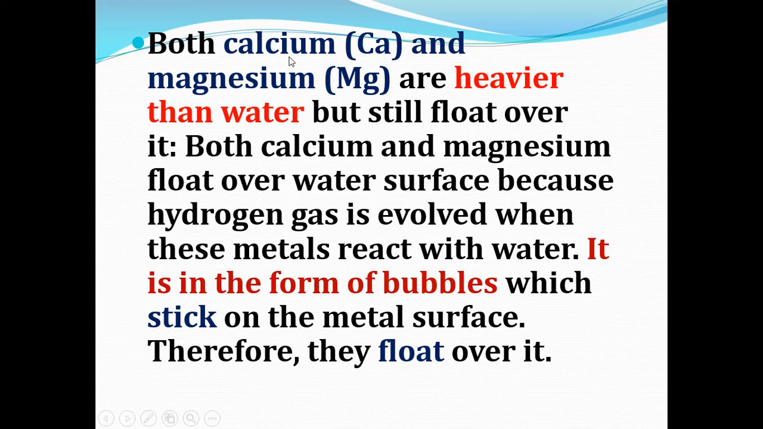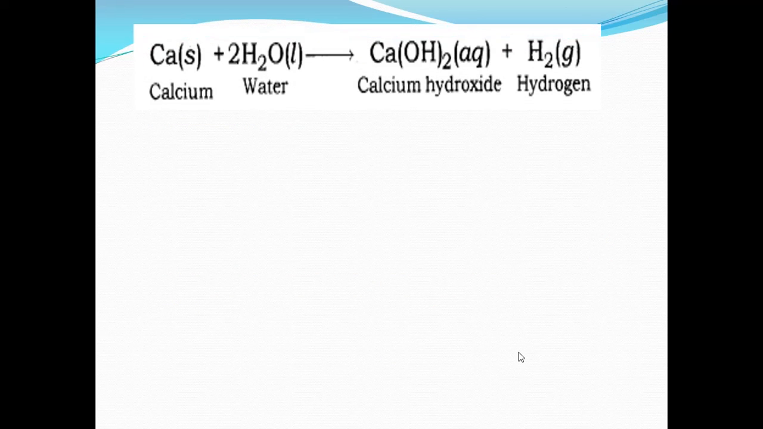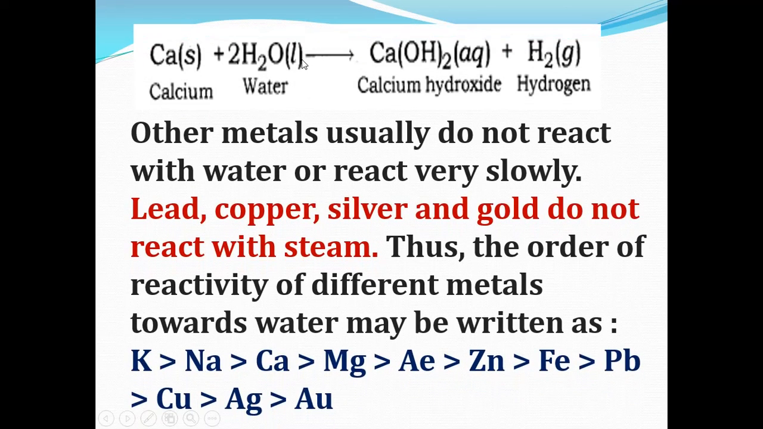Understood, children? Actually, calcium and magnesium are heavier than water, so they should sink in water. But during the reaction of the metal with water, hydrogen gas is evolved in the form of bubbles. These bubbles stick on the calcium and magnesium, therefore they float over the water. Now here you can see the reaction: calcium plus water gives calcium hydroxide plus hydrogen.